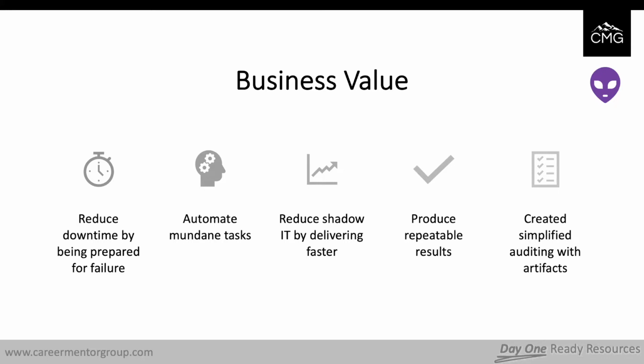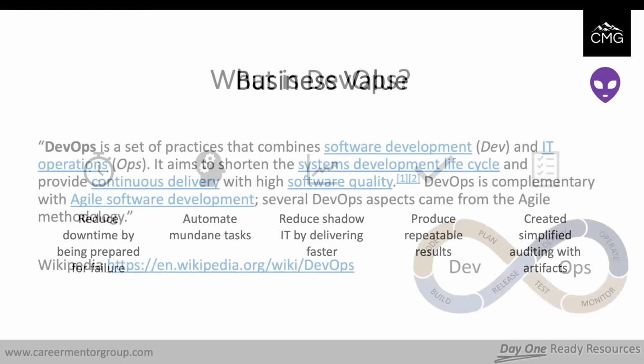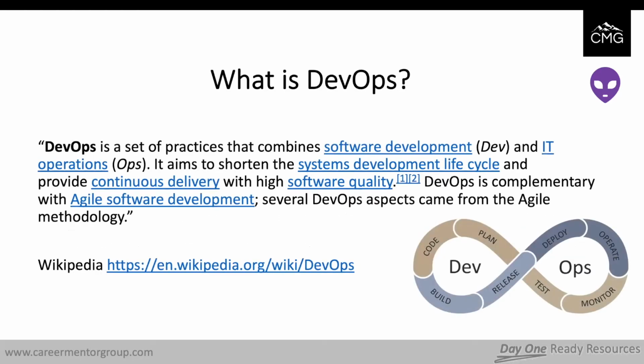Some of the low-hanging fruit to be had with DevOps include reduced downtime, automating those pesky mundane tasks, reducing shadow IT by delivering faster, repeatable results, and simplified auditing, reporting, and monitoring. There's more business value to be had by leveraging Agile and DevOps principles, but for now, we're just going to focus on the automation.